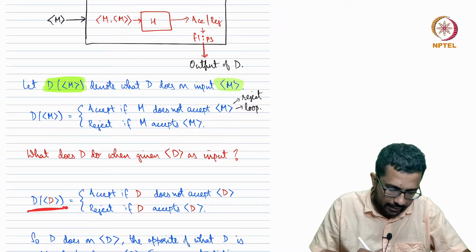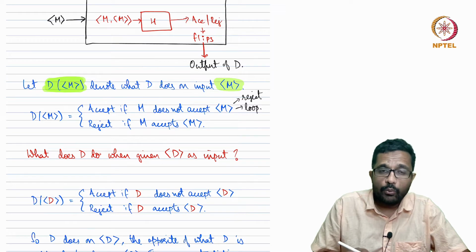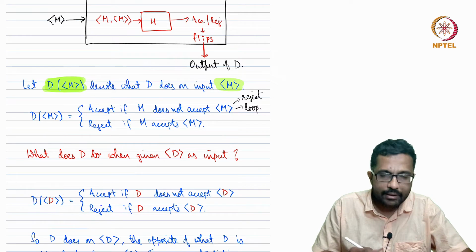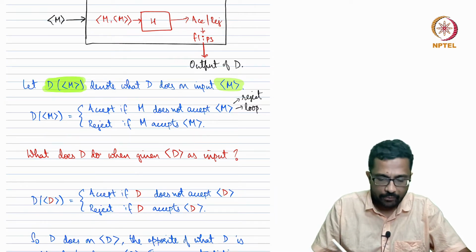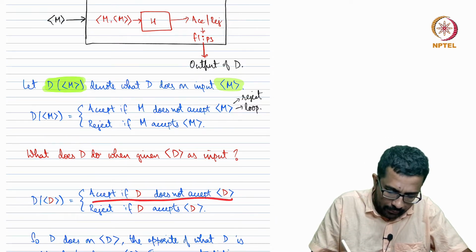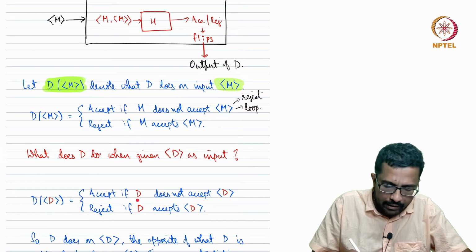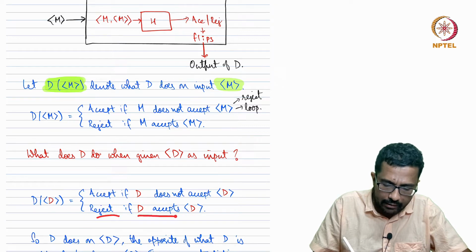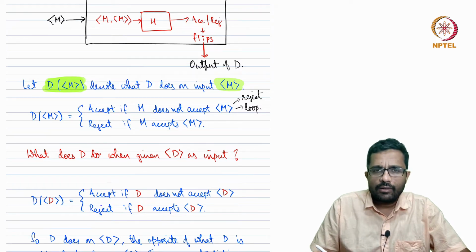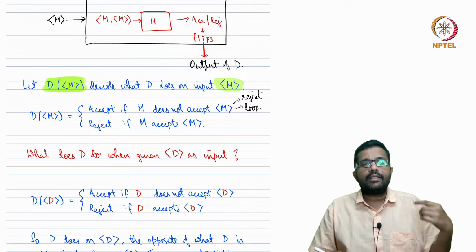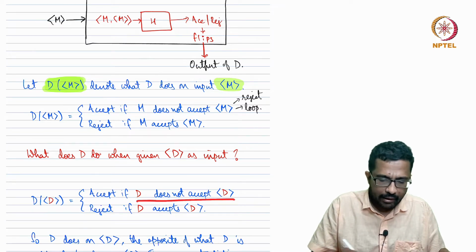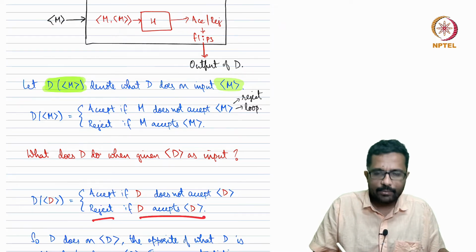So what is the left hand side? Left hand side is what does D do when given its own description as input. And what do we have here? It accepts if D does not accept D, and rejects D if D accepts D. So this is a very strange thing. We are saying that D accepts its own description. D accepts D if D does not accept D, and D rejects D if D accepts D.